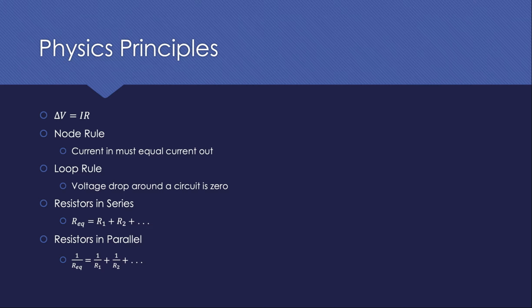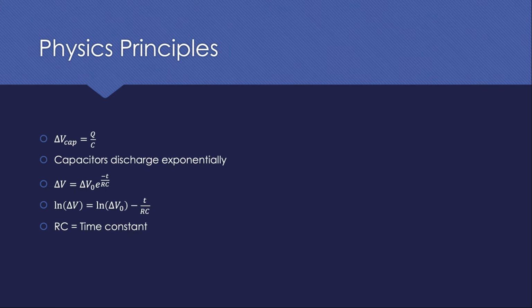Resistors can either be connected in series or in parallel. Resistors in series have an equivalent resistance that's the sum of each individual resistor, and resistors in parallel have an equivalent resistance that is equal to the reciprocal sum of each individual resistor.